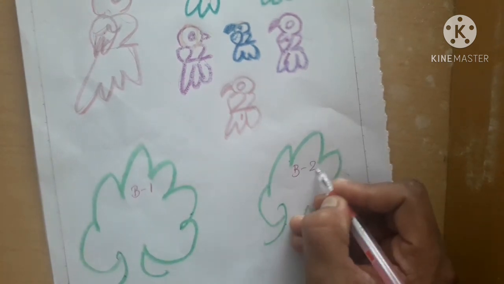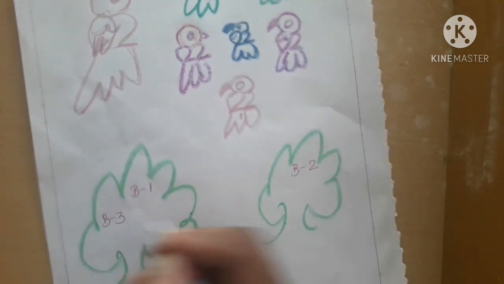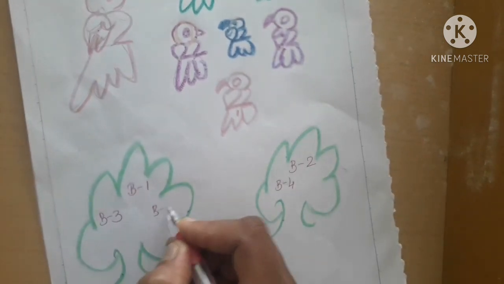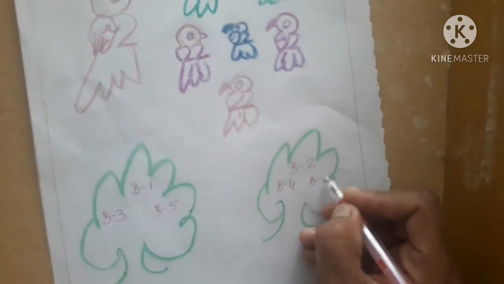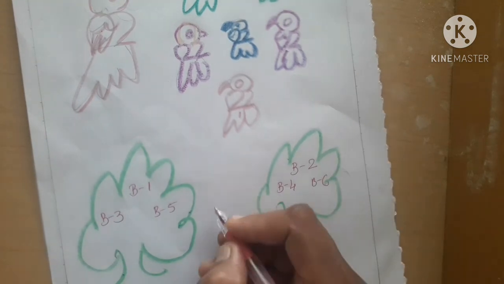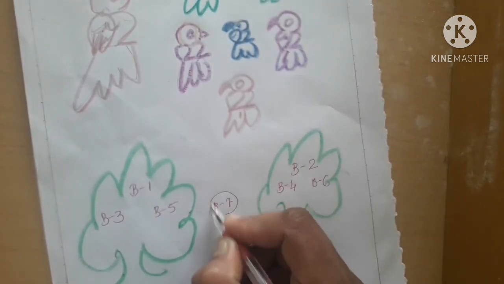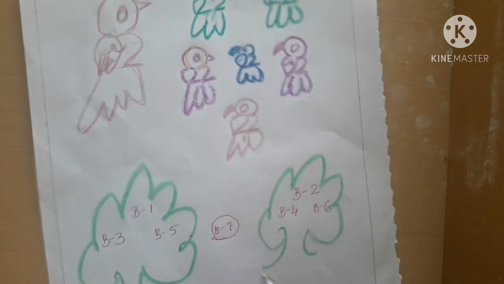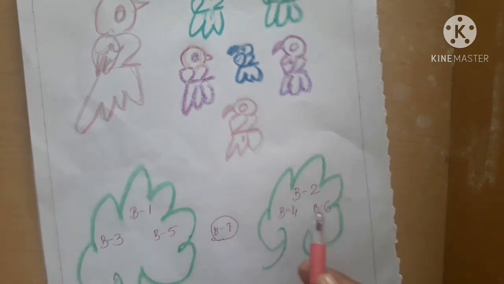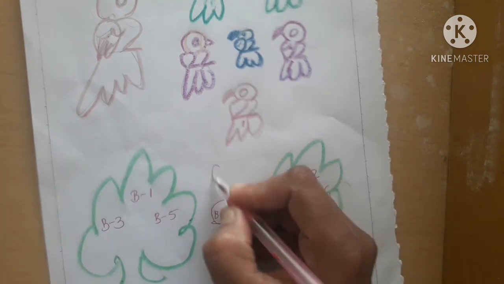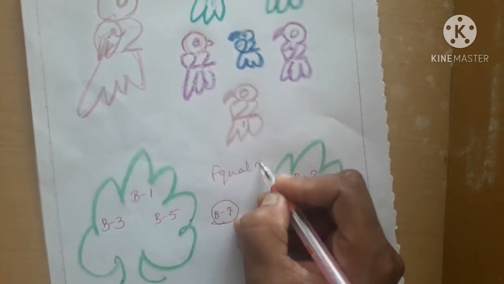Bird number 2, bird number 3, bird number 4, bird number 5, bird number 6. Now bird number 7 is left out. Okay, why? Because what we said is that we are going to try to make them sit on both of the trees in equal numbers.